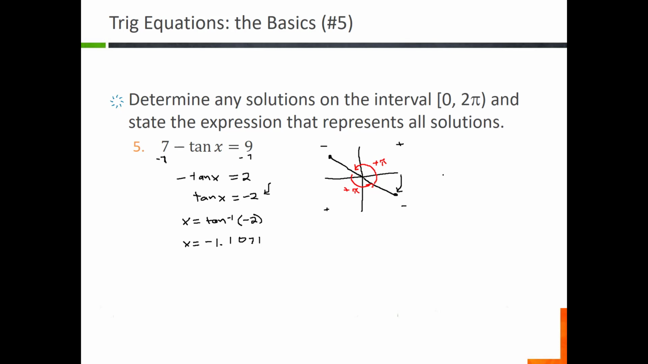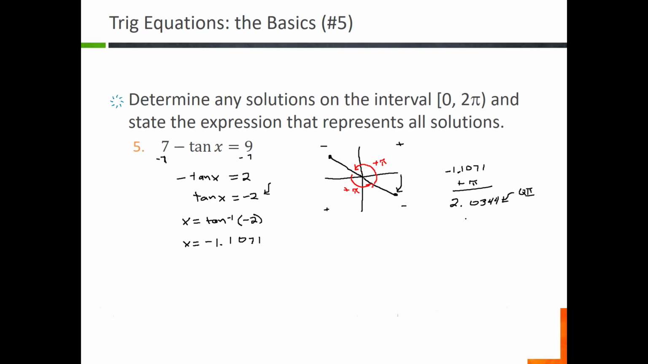So to find our first answer, let's take the answer we got from our inverse tangent, -1.1071, and let's add pi to that. And if we do that, we will get 2.0344, and again, that's rounded to 4 decimals. So this is the answer in the second quadrant.